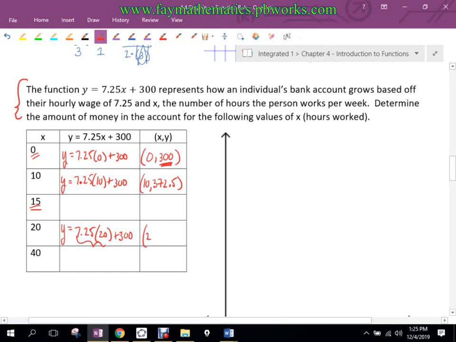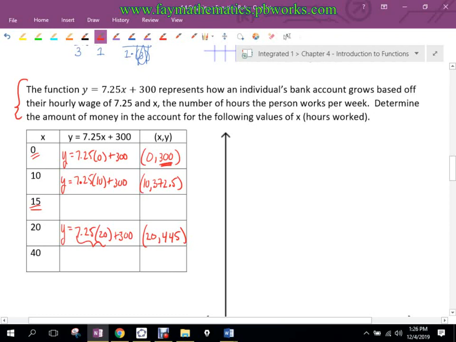So 220, 20 was the number of hours, and then 425. 445, is that what it was? Yeah. I'm sorry, 445. Yes, 445. That's the amount in my bank account, right?